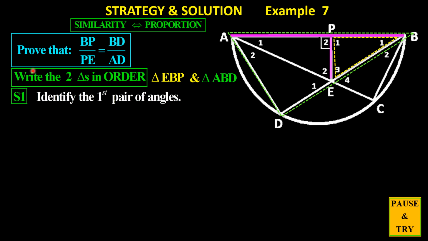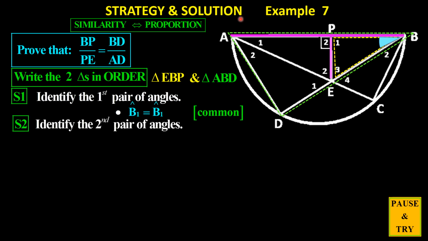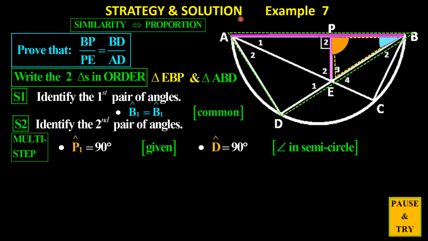First pair, obviously you can see there, just looking at the labeling, I have an E, B, P and I have an A, B, D. The B and the B is common. We can even see from the two triangles that we've identified with the dotted lines, B is common. So we start with B1 equal to B1 as our first pair. Second pair, now let's look at the one triangle. Let's see what's the given information. We need to get the second pair, and we see there that P1, how big is P1? P1 is 90, right? And we look at the other triangle. Do we see a 90 in the other triangle? Yes. Angle ADB, or angle D, is also 90. Why? Angle in the semicircle. So let's identify that. So there we have our two pairs of angles equal.